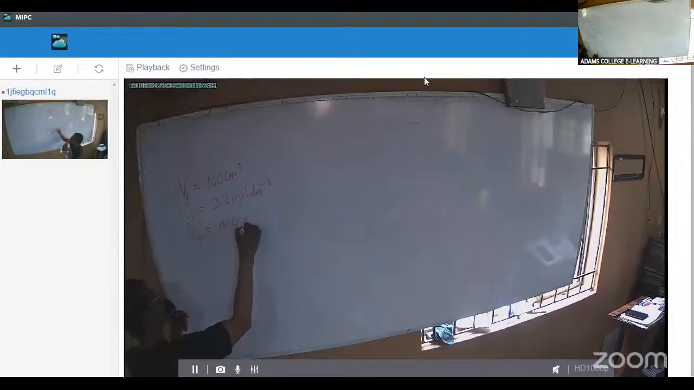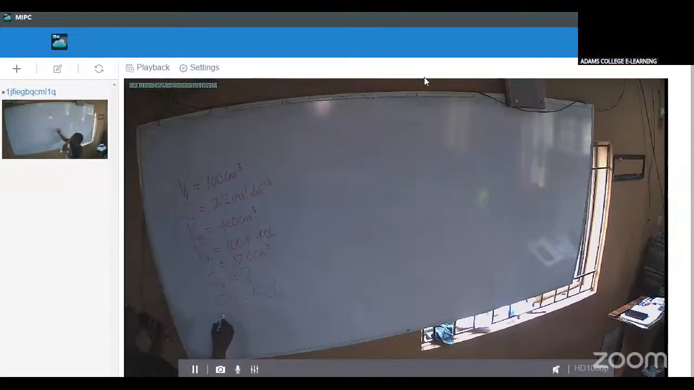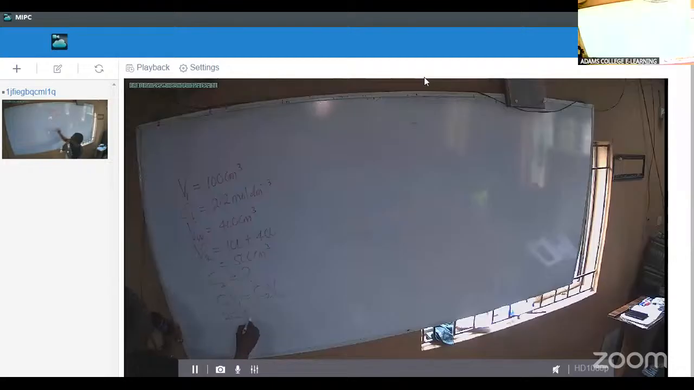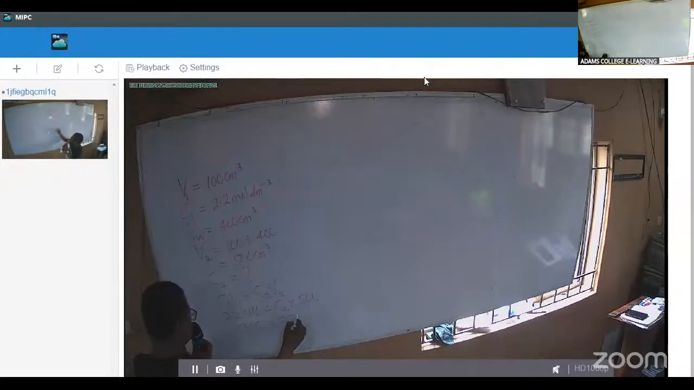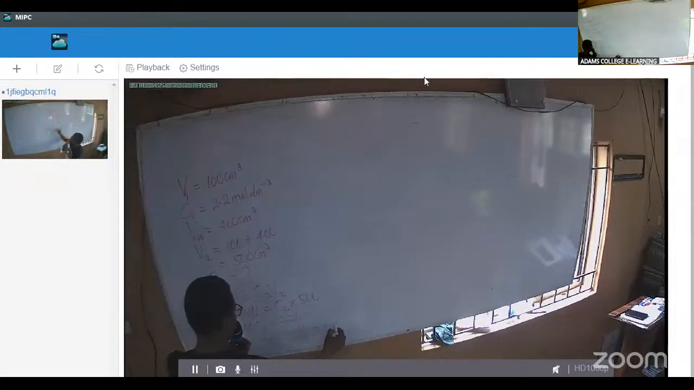So that's the principle of dilution. Now to find the new concentration, C1V1 equals C2V2. C1 is 2.2, V1 is 100, C2 is unknown, V2 is 500. So C2 will be 220 over 500. What do you get? 0.44 mole per dm³. The acid has been diluted.